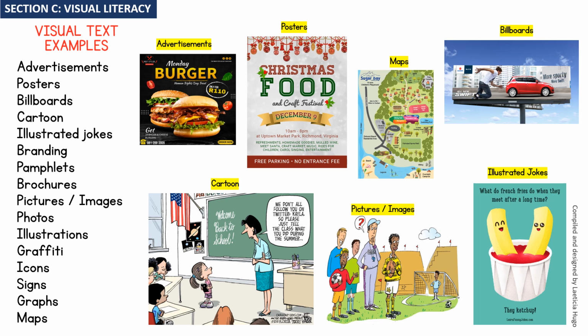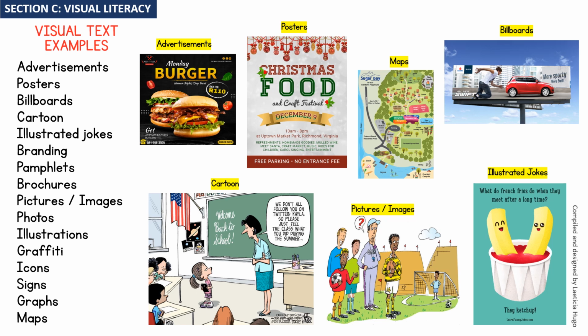In section C will be visual literacy. Like in Afrikaans, it is kind of exactly the same, the visual text examples that you may get in your tests. Now, let's just have a look at a few text examples. That can be advertisements, posters, billboards, cartoons, illustrated jokes, branding, etc. And here on the right-hand side, you will see some examples of those visual texts that you might get in a test and in this section.